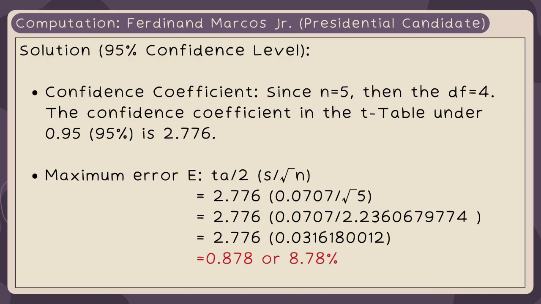Here is the solution for 95% confidence level. To solve for the maximum error, we can use the formula t alpha over 2 quantity s over the square root of n. Substitute, so 2.776 quantity 0.0707 over the square root of 5. The square root of 5 is 2.23606797774. Dividing gives 0.03161800012. Last step, 2.776 multiplied to 0.03161800012. The answer is 0.878 or 8.78%.